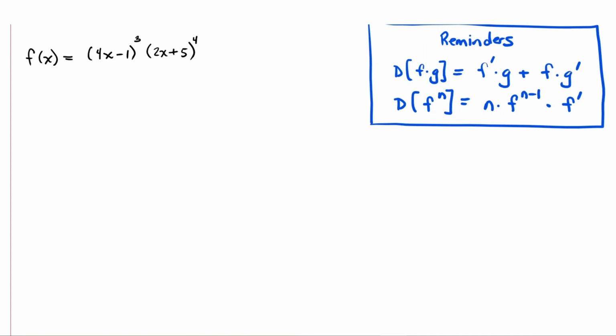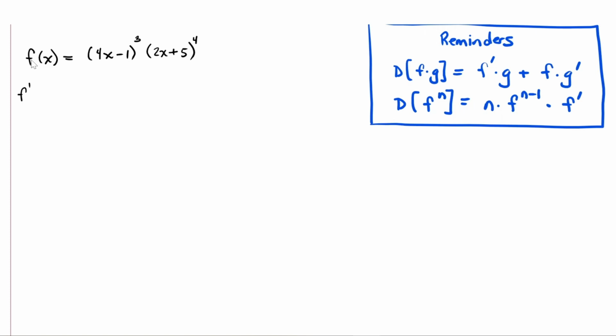Notice that kind of looks like the power rule, but then we multiply by the derivative of the inner function, the f. So here we have f of x equals (4x minus 1) to the third times (2x plus 5) to the fourth. And our goal is to find the derivative of this function. And we're also going to manipulate the derivative algebraically to show that there is a useful form of this derivative. So on the surface, what we have is a product.